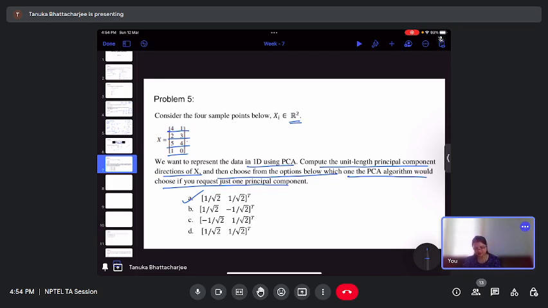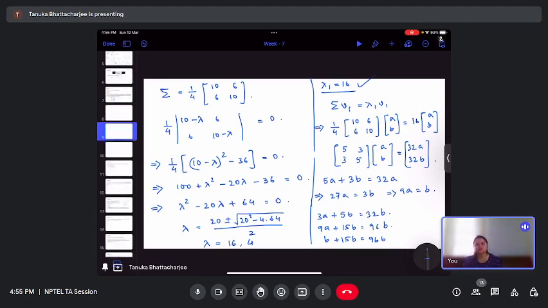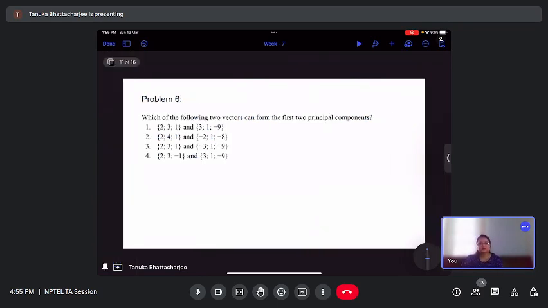But there is some issue with my calculation. I'll get back to you. These eigenvalues are correct. This should be 16 and 4 itself, but the eigenvectors I have to look at once more. I'll get back to you. But the process of computing PCA is clear to everyone, right? If you have any doubts, you can ask. If not, then let us move on to the next problem.